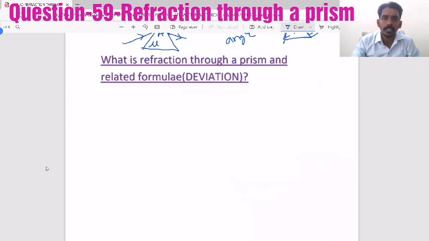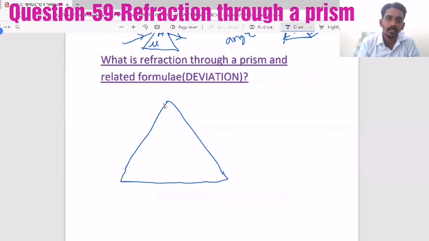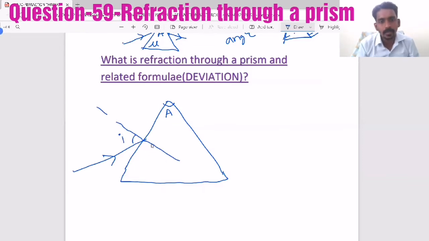Now the basic thing we need to understand about refraction through a prism is the deviation produced by the prism for any light ray. Now this is the angle of prism or refracting angle. Now a light ray falls on it at an angle, let's take I. Now at the first point, this is the actual path. Now the light will get refracted in a particular path. Now this is the angle of refraction at the first surface, R1. Now here if you draw the perpendicular, then it will come out.